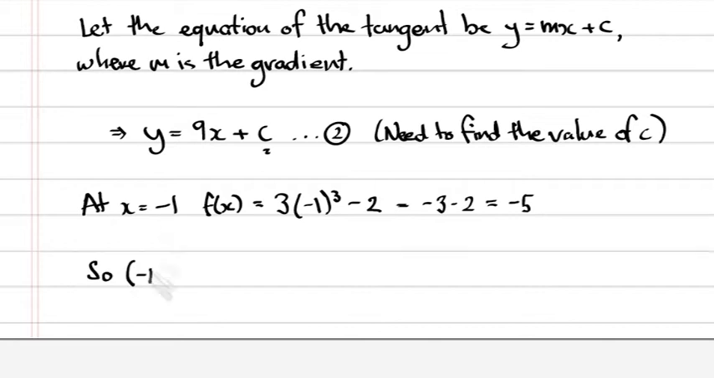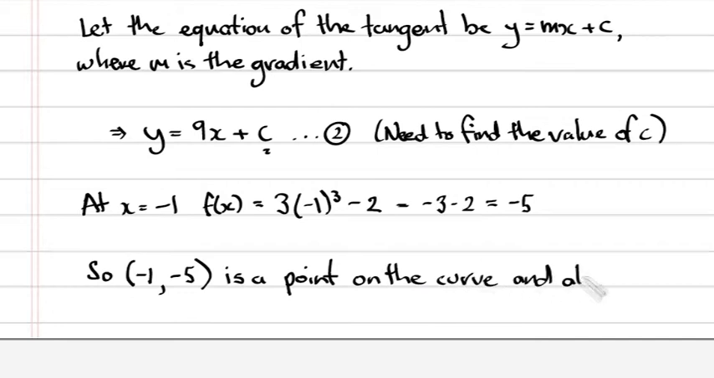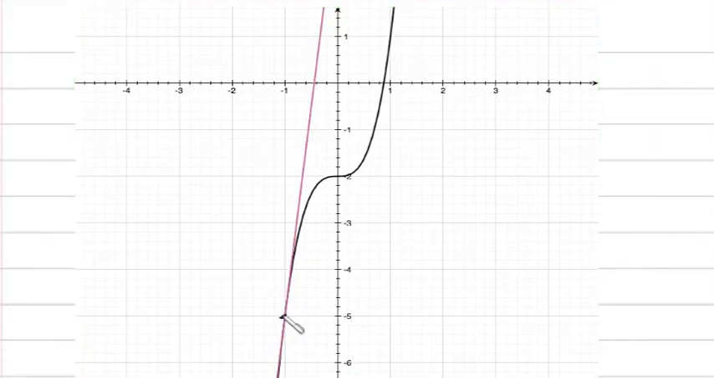So we now know that negative 1, minus 5 is a point on the original curve, and it's also a point on the tangent. And if we have a look at the graph, we can see this point, the tangent point, at x equals negative 1, y equals negative 5. That point is a point on the straight line, which is the tangent, and it's also a point on our original curve.